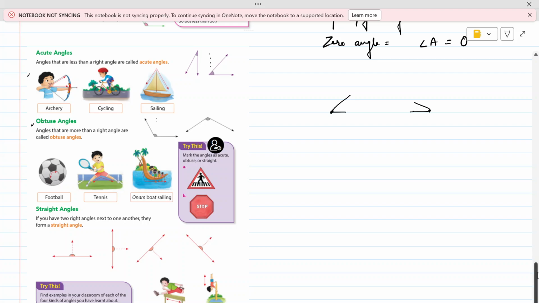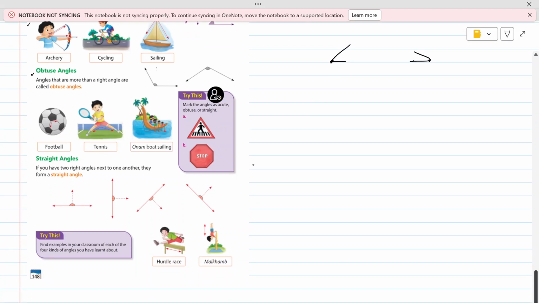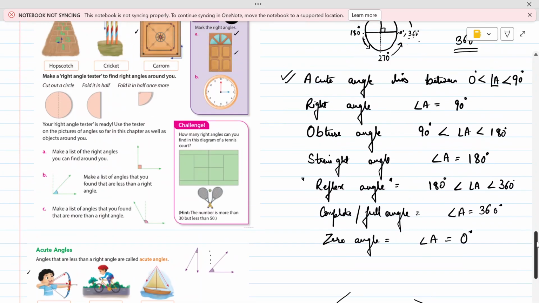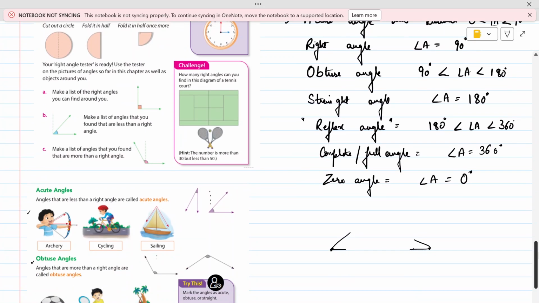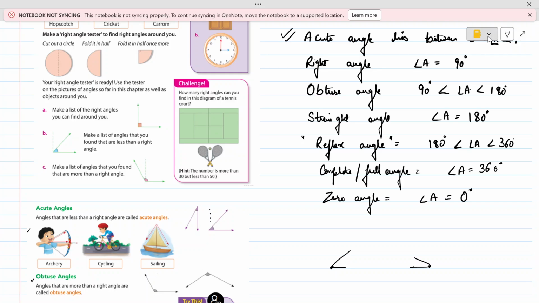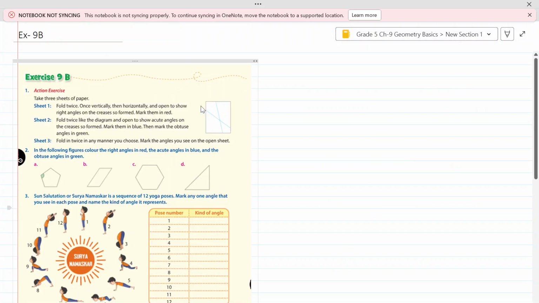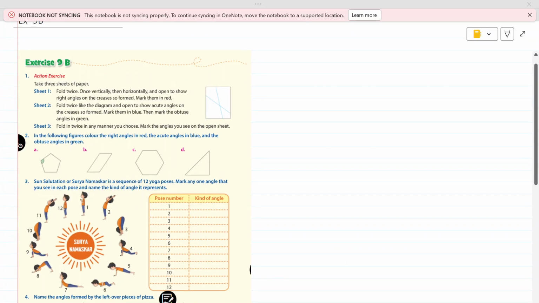Now coming to straight angles. What are straight angles? Where the two rays are at 180 degrees with each other. They are just in opposite directions, or you can say they are forming a straight line. The two different arms are making a straight line. So this is the example of the straight angle given here. So kids, I hope that you have understood the different types of angles and the different measures of these angles. And now with this, we can start with exercise 6B.